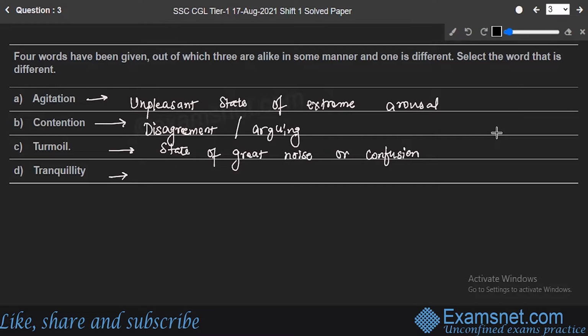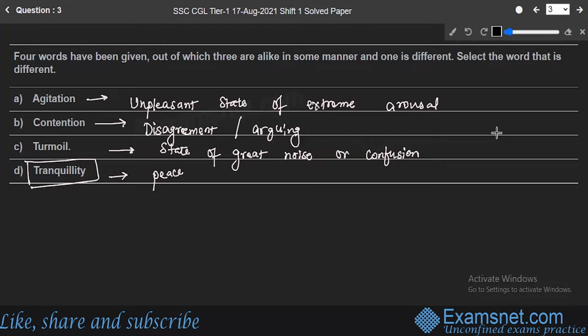Then you have the word tranquility, which means peace. Like a peaceful state, or you are at peace in your heart, something related to peace. So from this, I think you can tell me now which word is the odd one out. Yes, option D, tranquility is the odd one out.